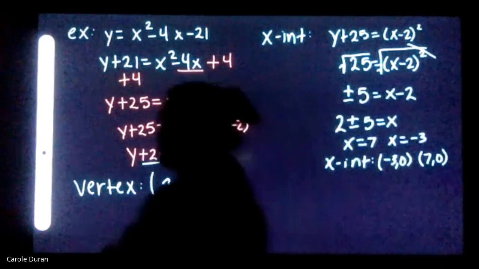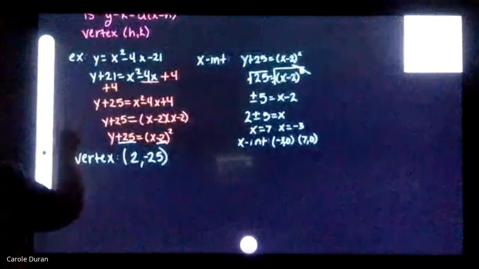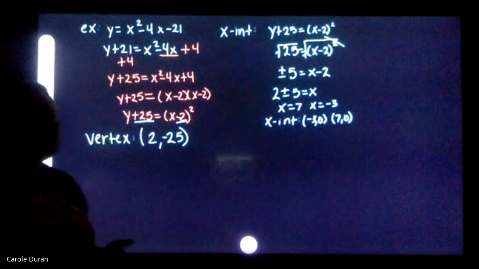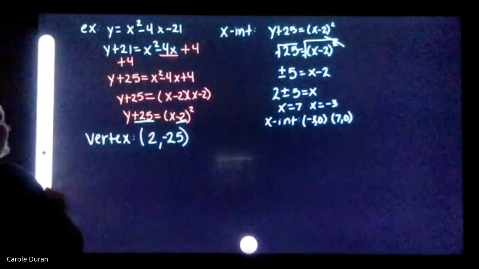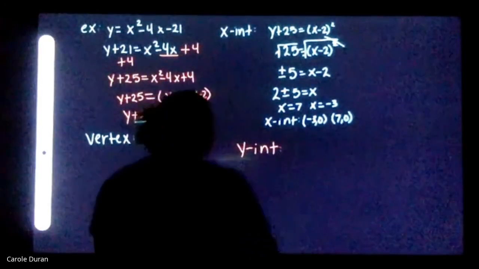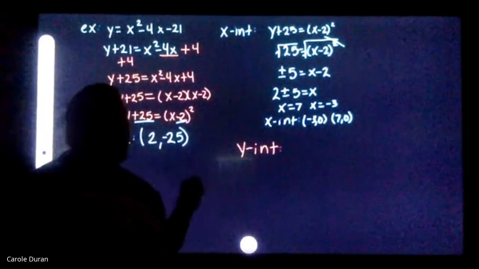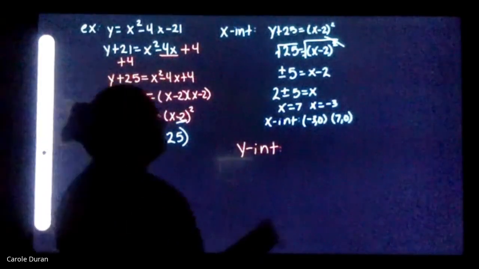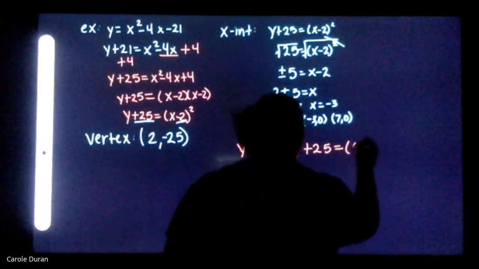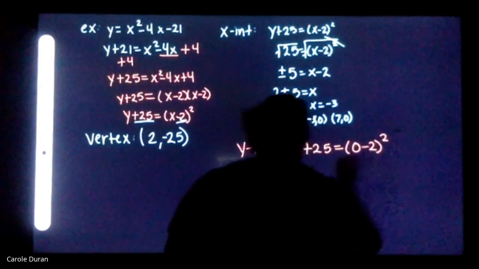So now I found the vertex and I found the x-intercepts, but I still need to find my y-intercepts. The same kind of process is used to find our y-intercept, except instead of putting a 0 in for y, I'm going to put a 0 in for x. So now I'm going to have y plus 25 equals 0 minus 2 squared.